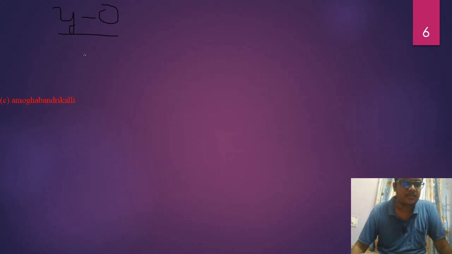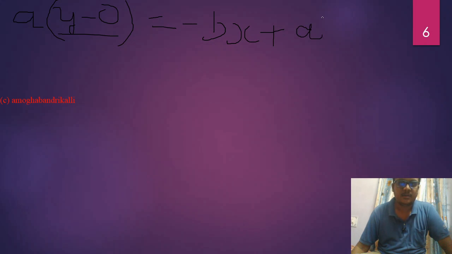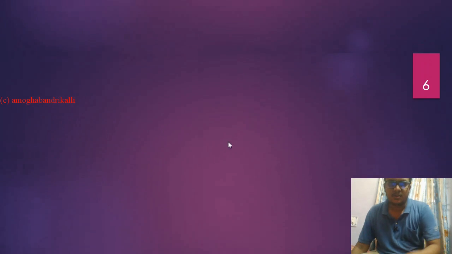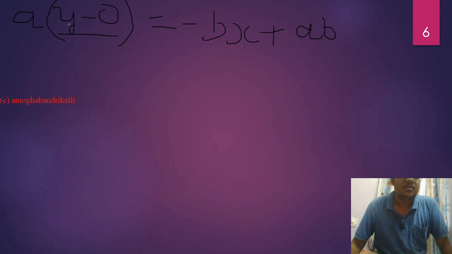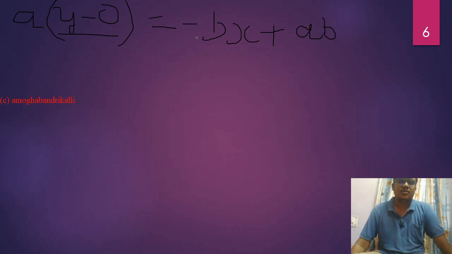After equating, y minus 0 is cross multiplied by A, so that will be equal to minus bx plus ab. I am just cross multiplying the values here, to this side and to that side. So a into y minus 0 equals minus bx plus ab.